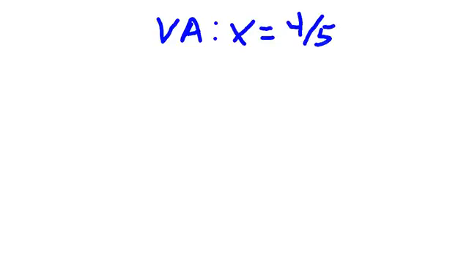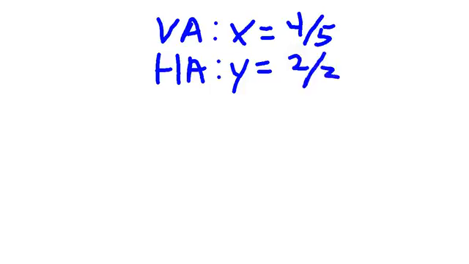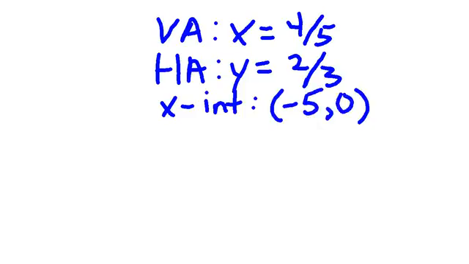An equation for a rational function when given certain characteristics. Say we're given that we have a vertical asymptote at x equals 4/5, a horizontal asymptote at y equals 2/3, and an x-intercept at (-5, 0). So what do we do? They want us to find an equation for a rational function.